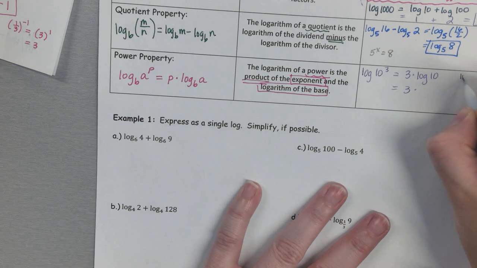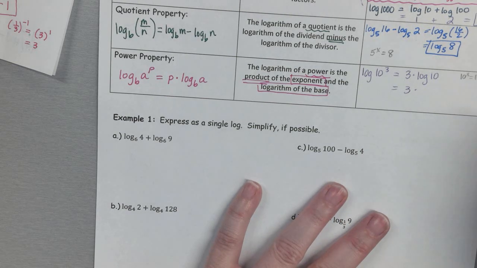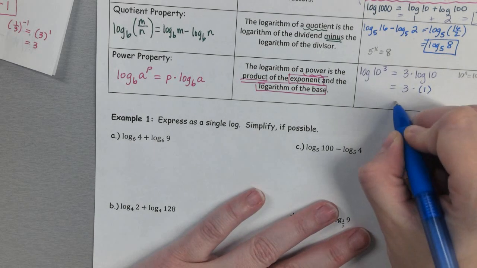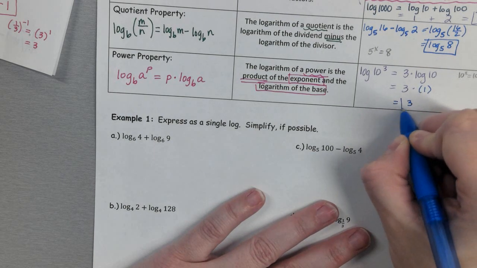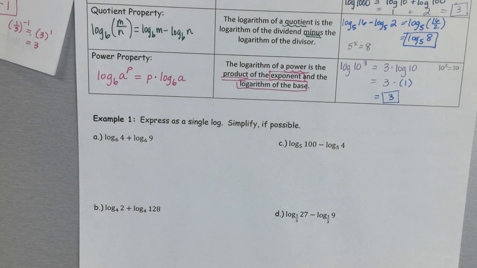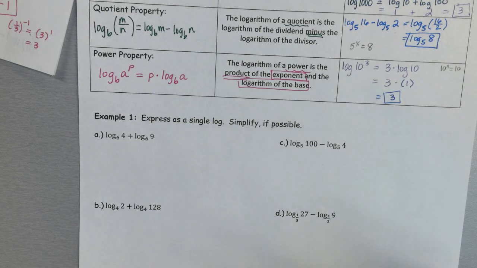You can also think of it as 10 to the x equals 10, right? So this is going to simplify to 1. What's 3 times 1? 3. So this would be your final answer. Okay, and again, this is a special property. The log of 10 is going to be 1.